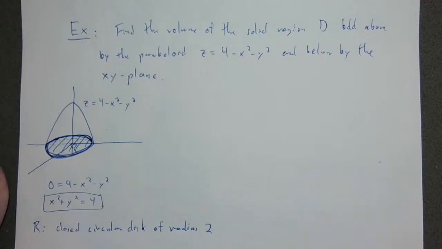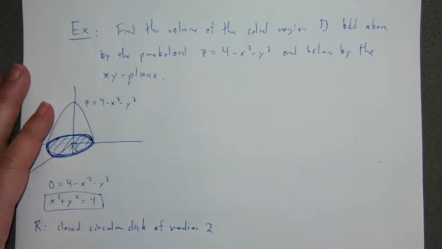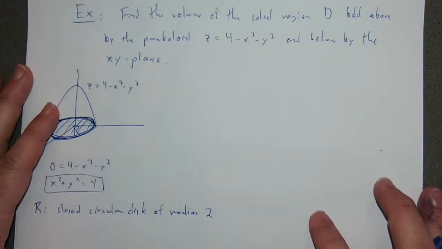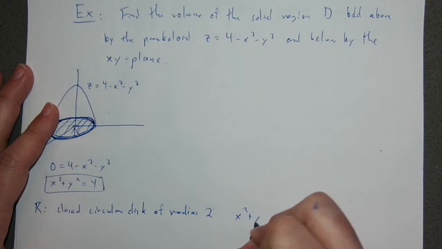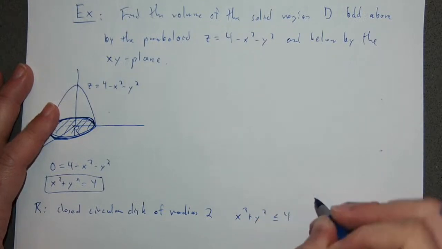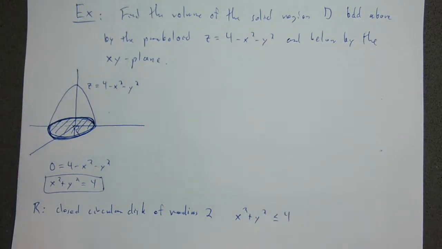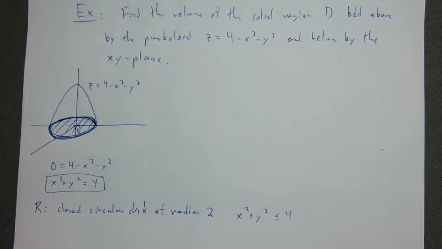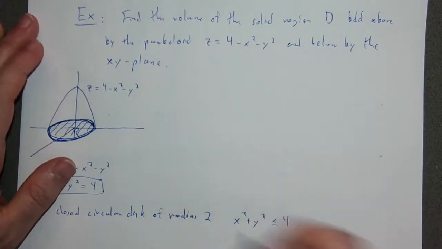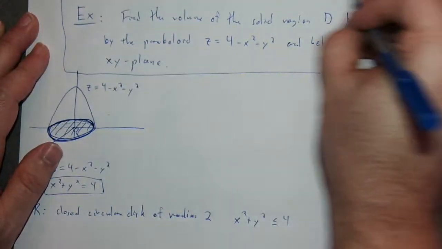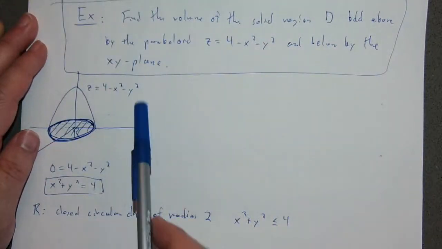Now I need to describe that closed circular disk of radius 2. The easiest way of writing it is that it's all x and y such that x squared plus y squared is less than or equal to 4. That's how you describe the closed circular disk of radius 2. But I need to describe it as either vertically or horizontally simple. So let's write this in the xy plane. We're finding the volume of the solid region D bounded above by this paraboloid and below by the xy plane.